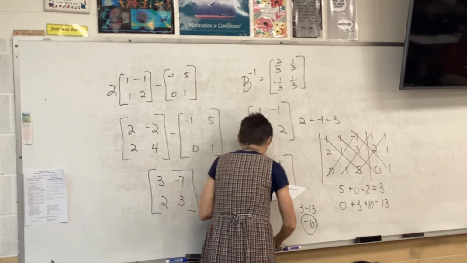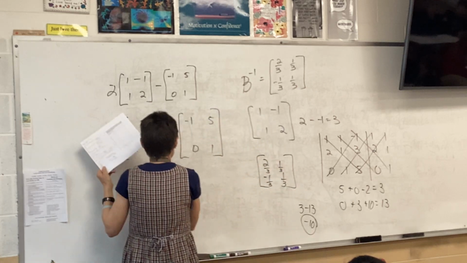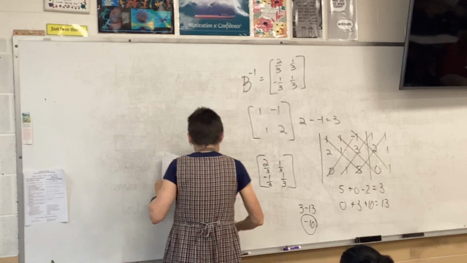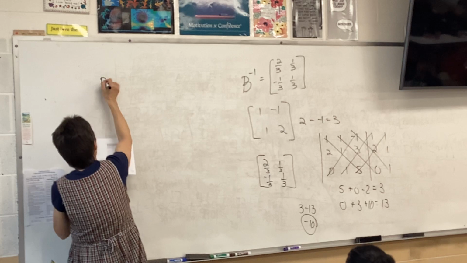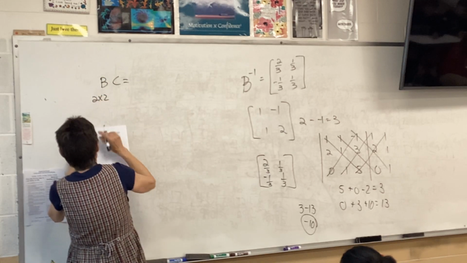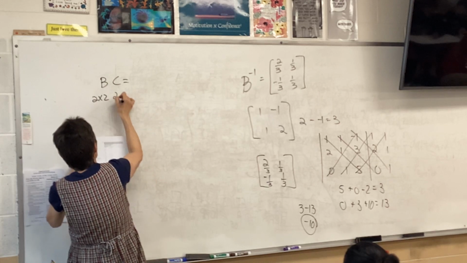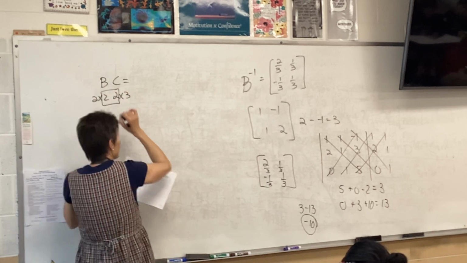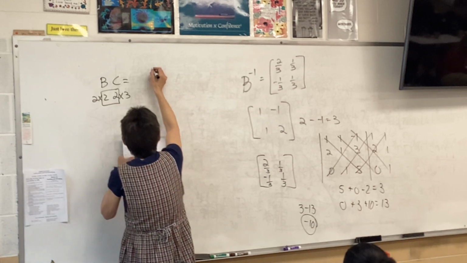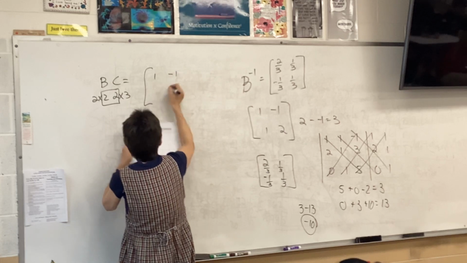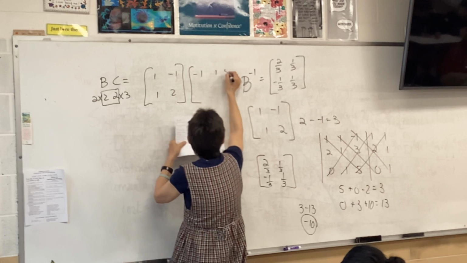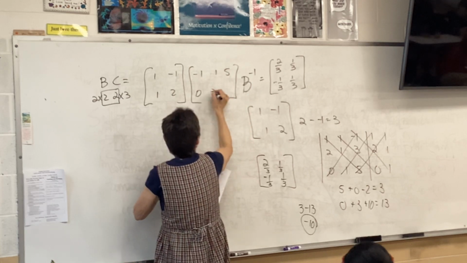All right, letter G. B times C. Before I write it all out, what are the dimensions of B? 2 by 2. What are the dimensions of C? Oh gosh, I guess I'm gonna have to write it all out because it's doable. So B is 1, -1, 1, 2, and C is -1, 1, 5, 0, 3, 2.